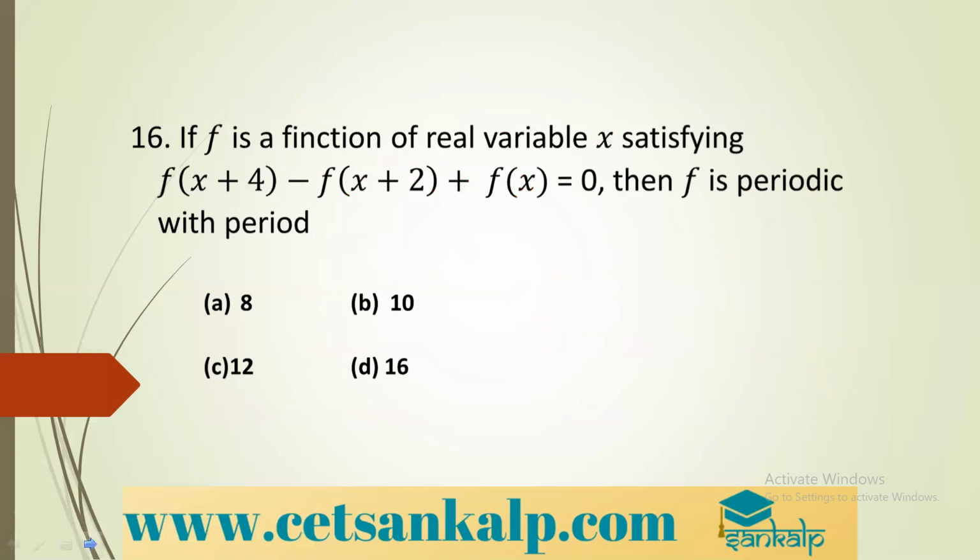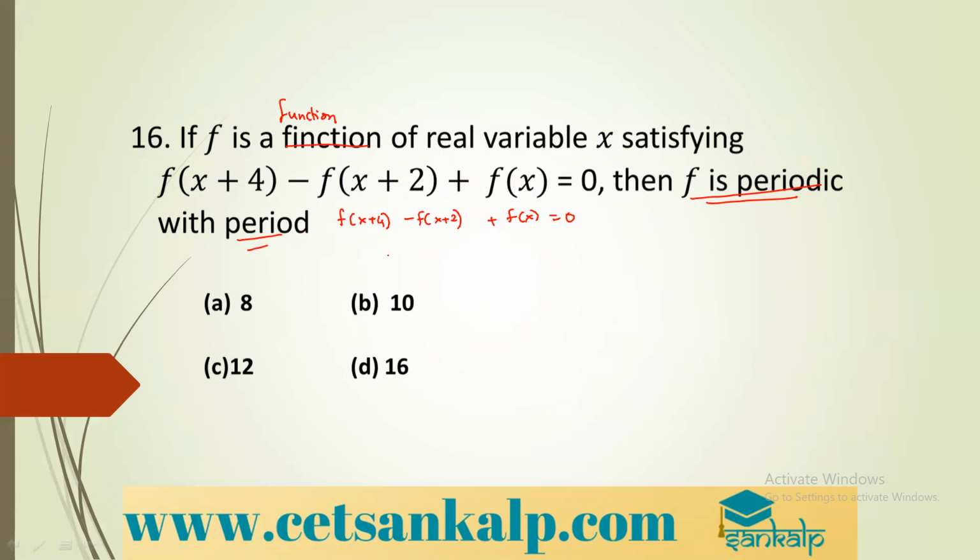Next, we can go to question number 60. If f is a function, this is not finction, it is function, typing mistake, of real variable, x is satisfying f(x plus 4) minus f(x plus 2) plus f(x) equal to 0. This is the equation. For any x, it will satisfy. But then you have to see f is periodic, you have to find the period.